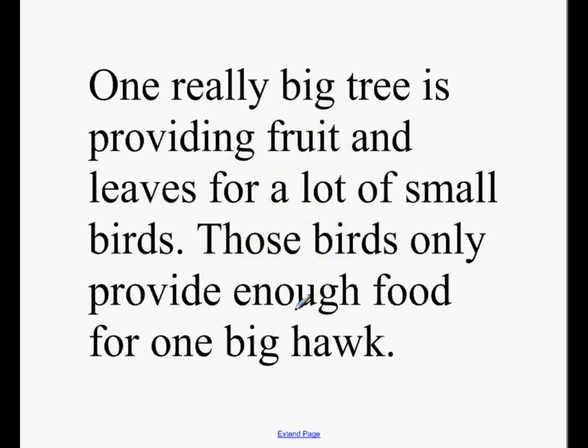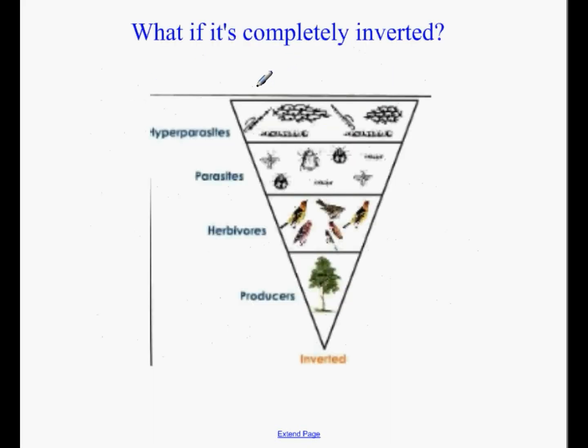And the answer, of course, is, hey, it's a really big tree, right? So the biomass of that tree is really, really large. It provides a lot of fruit and leaves for a small number of birds at the top. And those birds then provide food for the one big hawk. So the answer to the question was, it's simply a really big tree. Okay, not complicated, but you got to think about it a little bit.